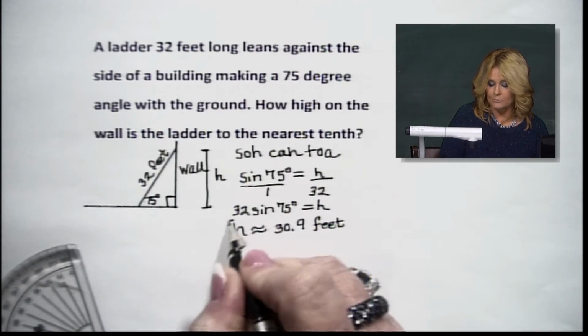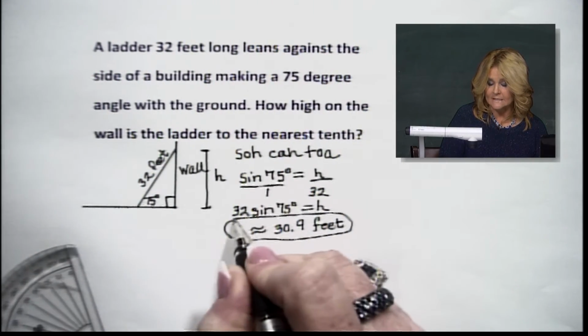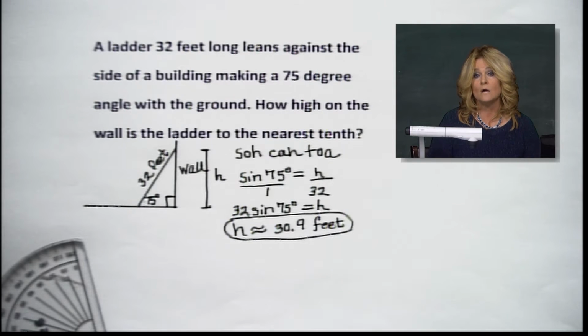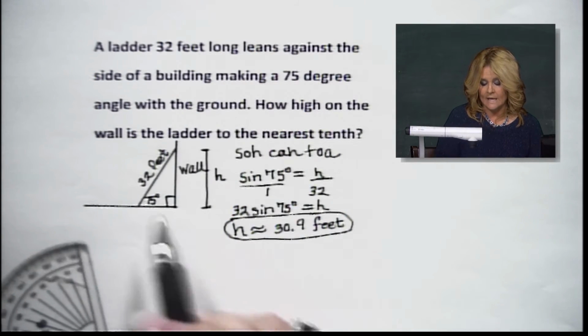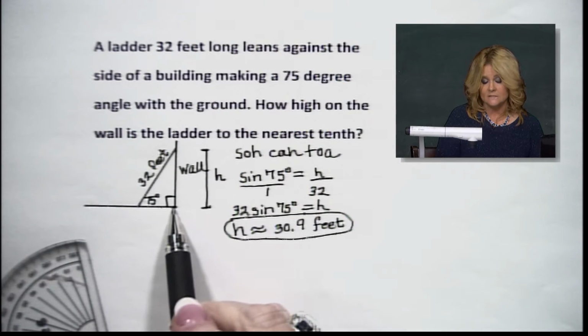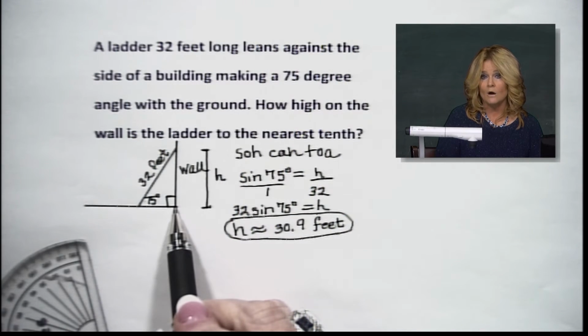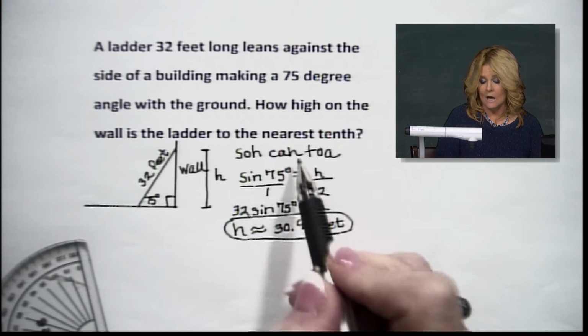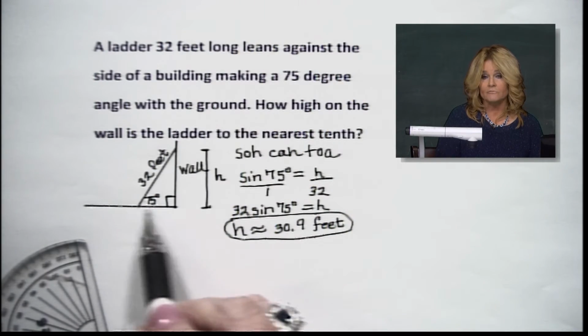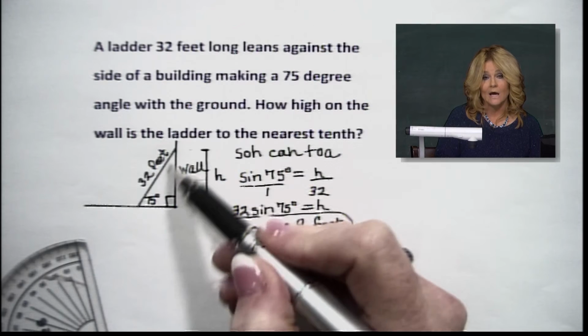So that's a good problem to help you all review for your ACT, things like this, because trigonometry is always on there. Something else to consider on this problem is that if I had been asked to find the distance that the foot of the ladder was from the wall, I would not have used the sine. I would have used the cosine, because that would have involved the side that is adjacent and the hypotenuse.